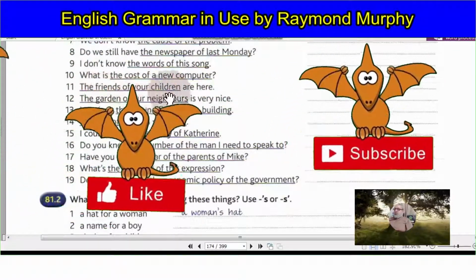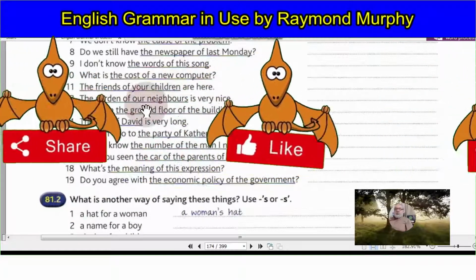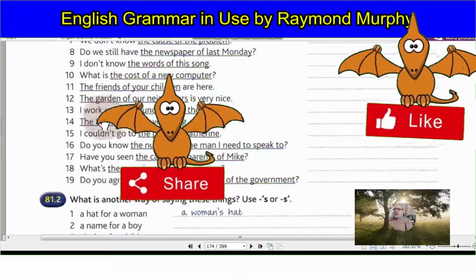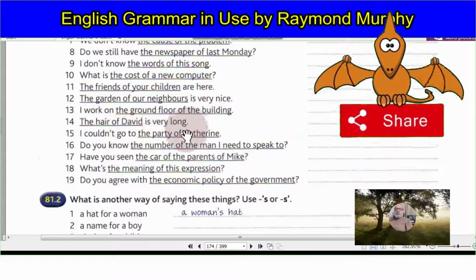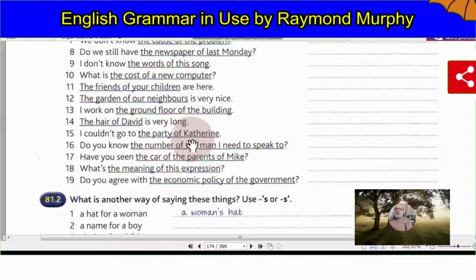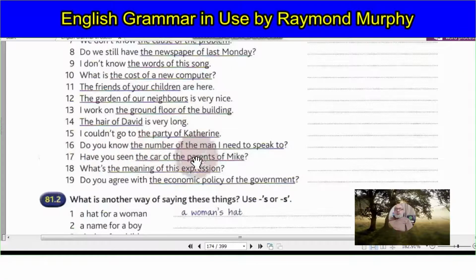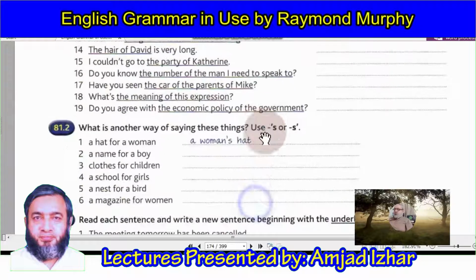The friends of your children are here. The garden of your neighbors is very nice. I work on the ground floor of the building. The hair of David is very long. I couldn't go to the party of Catherine. Do you know the number of the man I need to speak to? Have you seen the car of the parents of Mike? What is the meaning of this expression? Do you agree with the economic policy of the government?